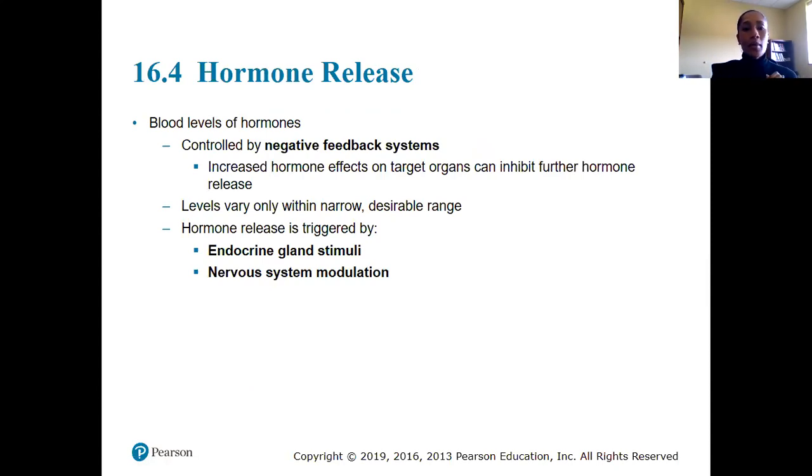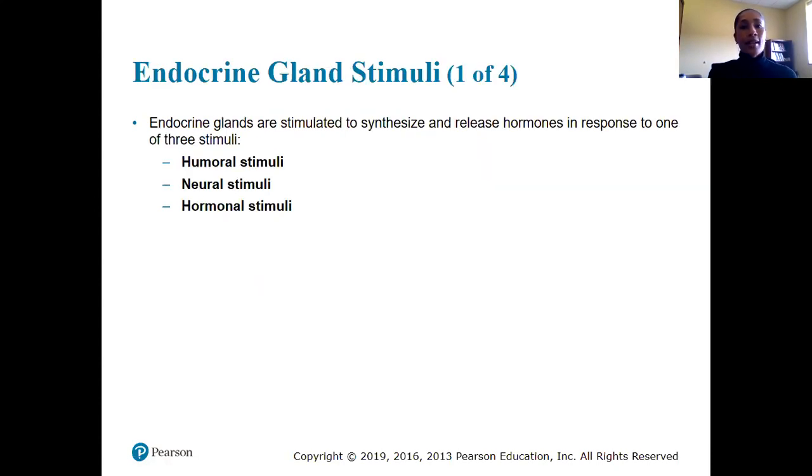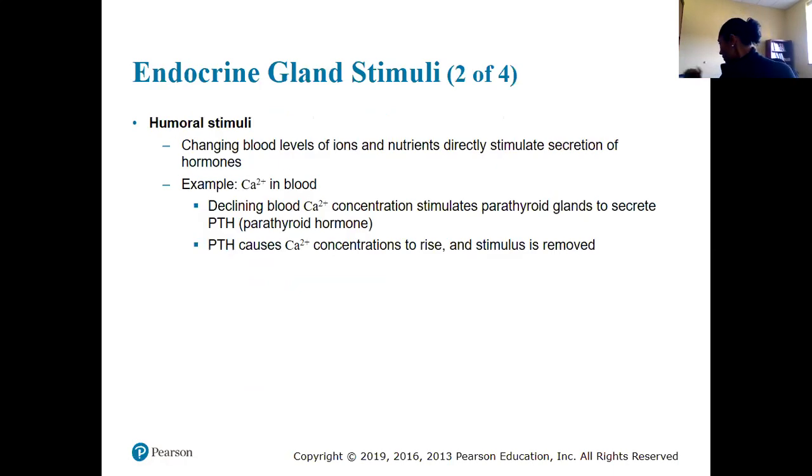So hormone release is going to be triggered by an endocrine gland stimulus or a nervous system modulation, and we'll talk about the two. So endocrine glands can be stimulated to synthesize and release their hormones in one of three ways. Humoral stimuli are going to involve changes in blood levels of ions and nutrition.